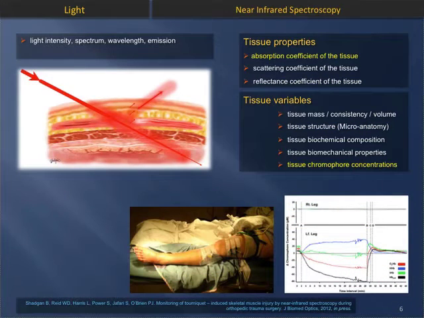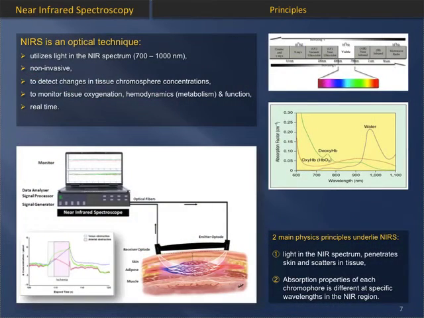The only optical method that looks at changes in the physiology and metabolism of tissue in real time is near-infrared spectroscopy. It is an optical method using light in the near-infrared spectrum, between 700 and 1000 nanometers, for non-invasive detection of changes in tissue chromophore concentration, mainly used in the clinic to monitor tissue oxygenation, hemodynamics, metabolism, and function in real time.